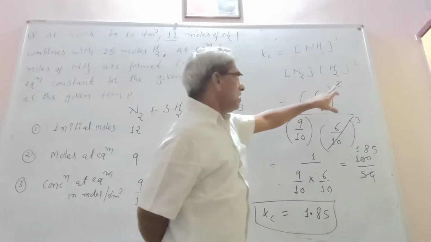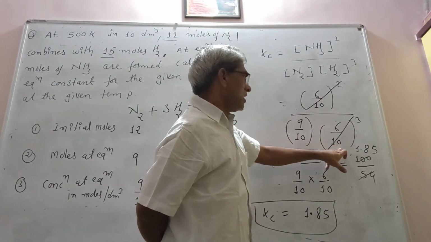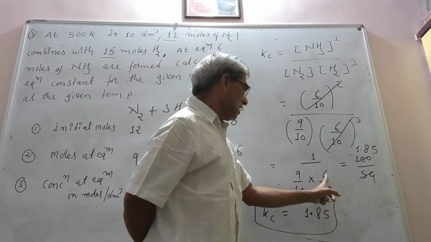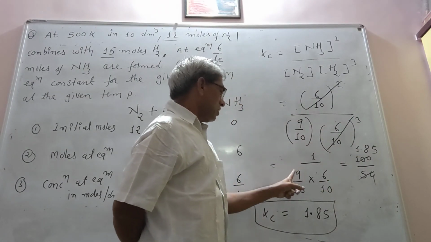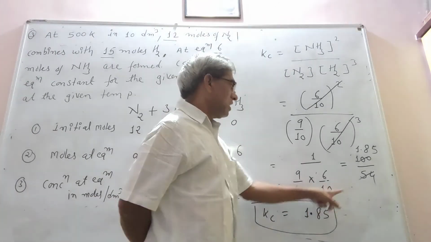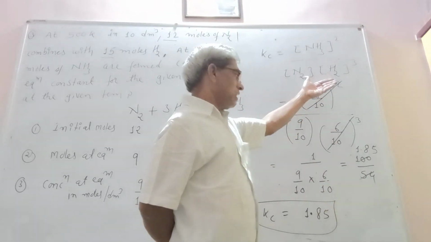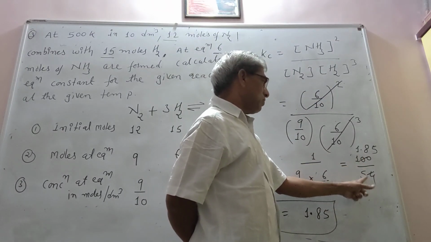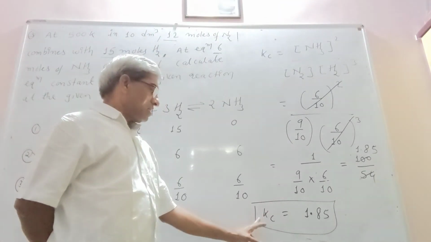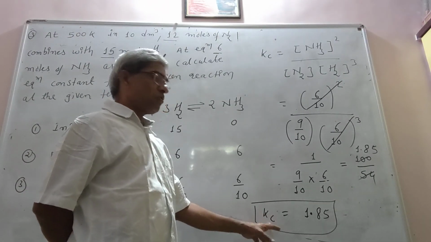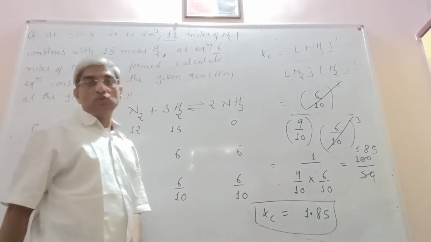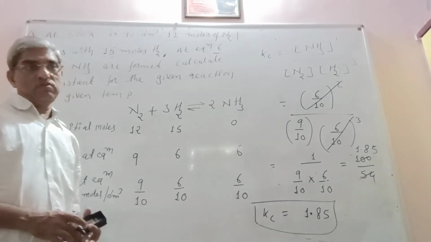6 divided by 10 raised to 2, 6 divided by 10 raised to 2 get cancelled, left 1. Then we write 1 upon 9 by 10 into 6 by 10. 10 into 10, 100. 100 becomes the numerator. 100 divided by 54, it becomes 1.85. Therefore, the answer is Kc, equilibrium constant for this reaction, equal to 1.85. I hope you are getting me. Yes, we'll stop here.